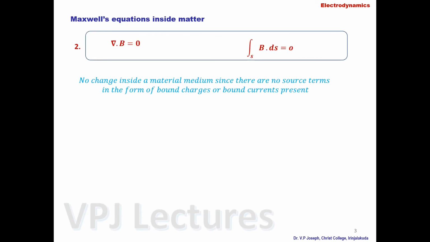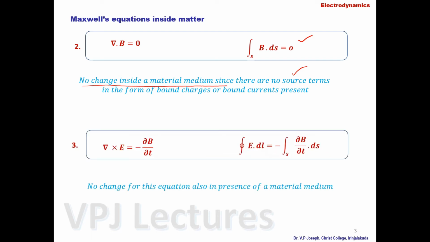The second equation, del dot B is equal to 0, or surface integral B dot dS is equal to 0. We can see that there is no source term coming in this equation. So there is no change inside a material medium. So this equation remains as such for a material medium also, since there are no source terms in the form of bound charges or bound currents present. So no need of any change in this equation.